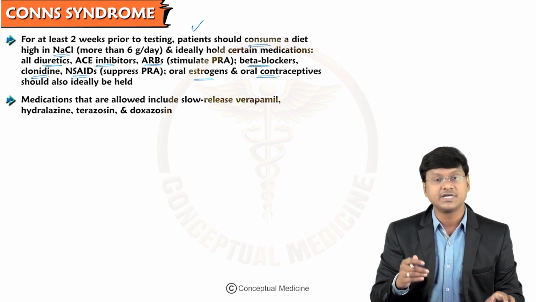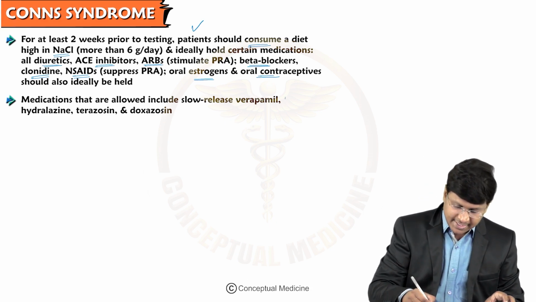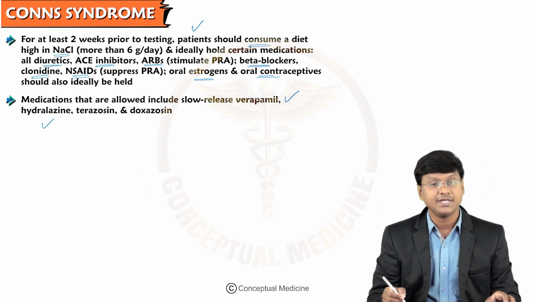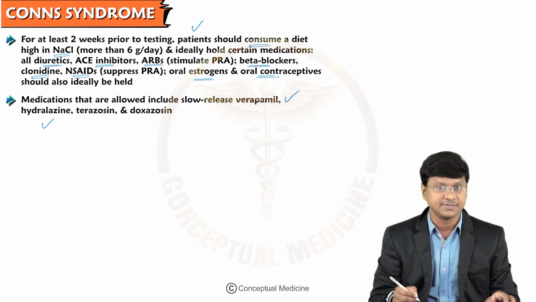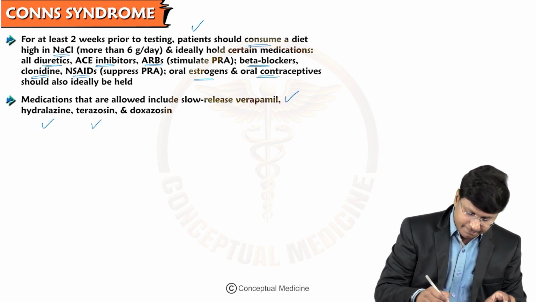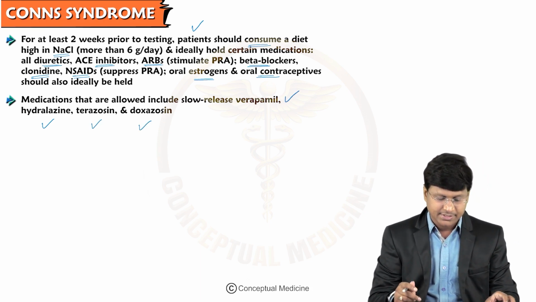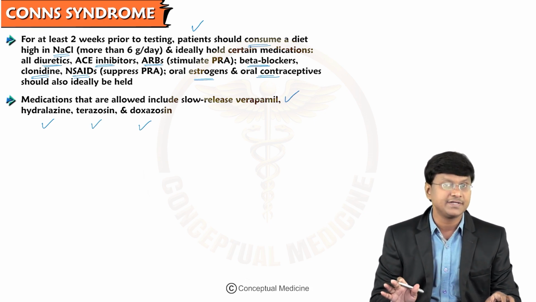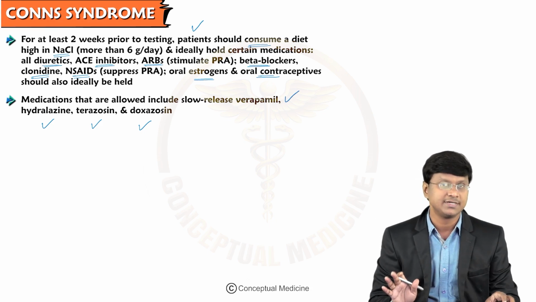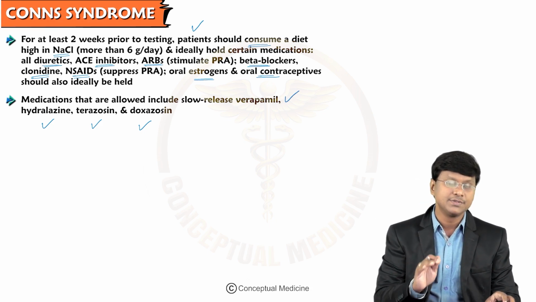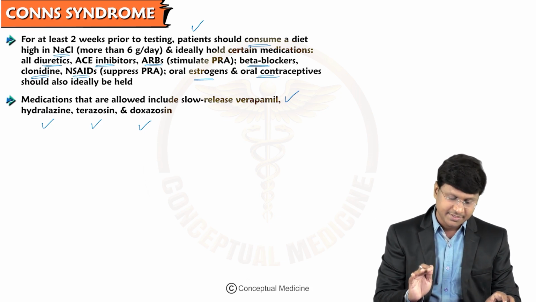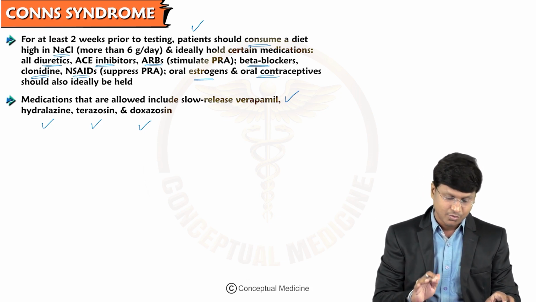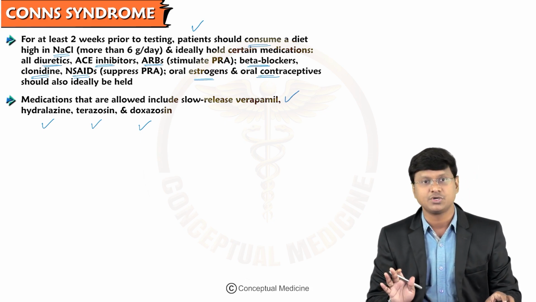But which drugs are allowed? Calcium channel blockers like verapamil, arteriolar vasodilators like hydralazine, then terazosin as well as doxazosin, that is your alpha blockers. They can be permitted. They will not affect your aldosterone levels. So they can be given. But your beta blockers, ACE inhibitors, ARBs, NSAIDs, clonidine, OCPs, oral estrogens, all that have to be stopped.